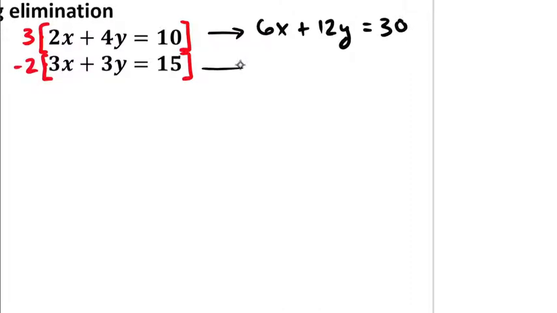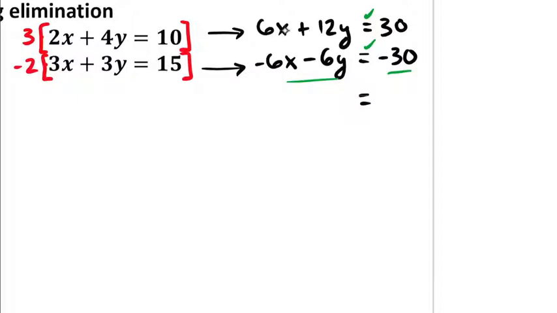The bottom equation becomes -6x minus 6y equals -30. Oh, that's interesting. If I combine these equations, taking the equal things from the top equation and adding them onto the equal things in the bottom equation, I get a third equation that's equivalent to this system.